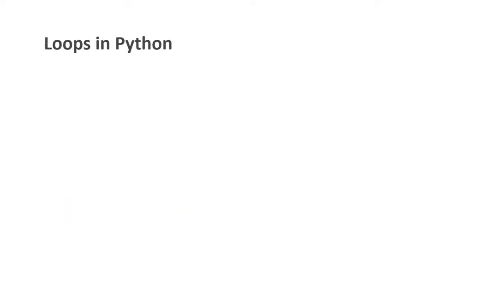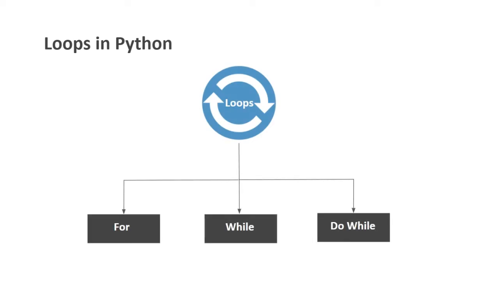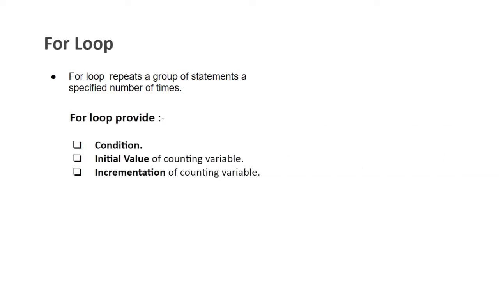So now this brings us to our next topic, that is loops in Python. Here we have three types of loop. First is for loop, then while loop, and third one is do while loop. Now let's start with for loop. Here we can see it is written: for loop repeats a group of statements a specified number of times. So what does for loop provide? It provides a condition, initial value and an increment.